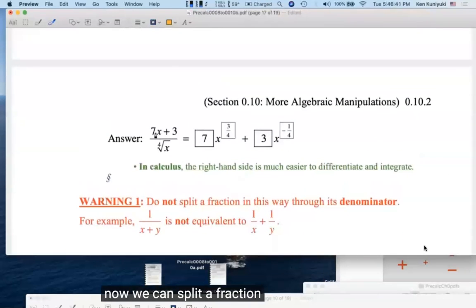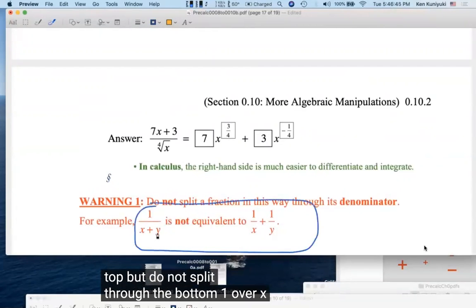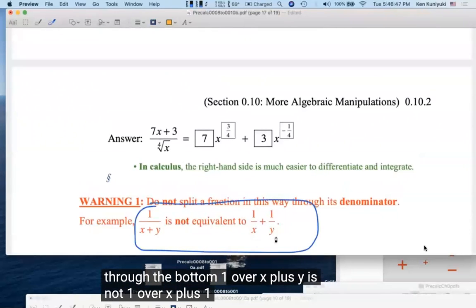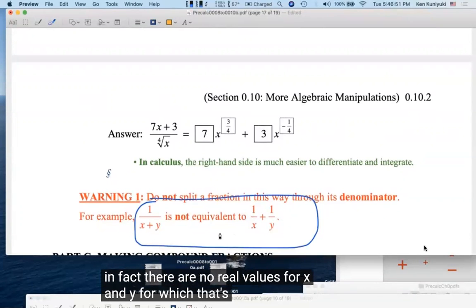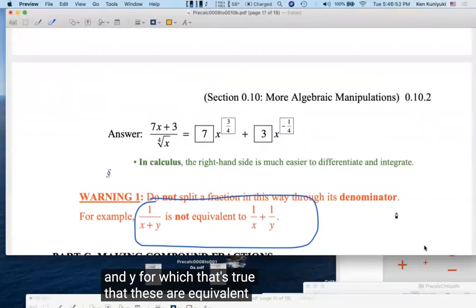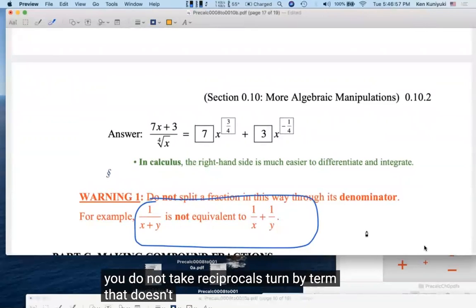Now we can split a fraction through the top, but do not split through the bottom. 1 over x plus y is not 1 over x plus 1 over y. In fact, there are no real values for x and y for which that's true, that these are equivalent. So don't split like that. You do not take reciprocals term by term. That doesn't work.